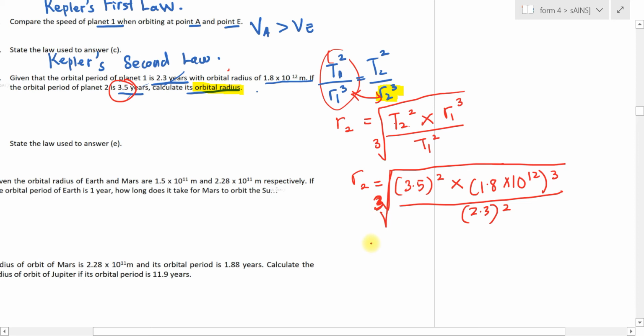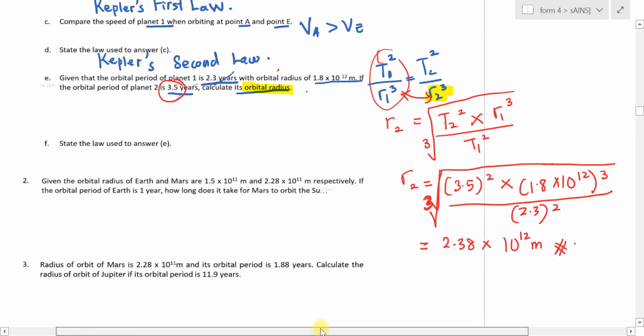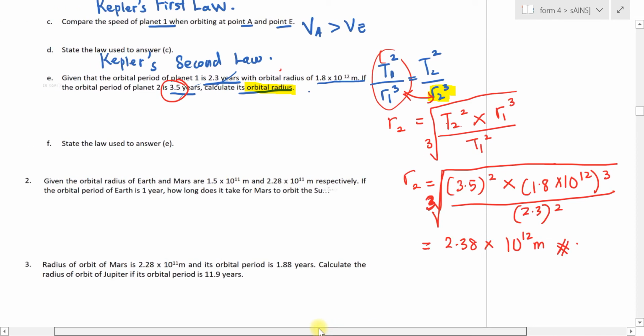Okay, how much you get? 2.3814 times 10 power 12. Kamu ambil 3 significant figure sudah cukup. 2.38 times 10 to the power of 12 meter. Okay. So it's a little bit like a lengthy way lah, but then this is the way. So what law we used just now? Kepler's third law.